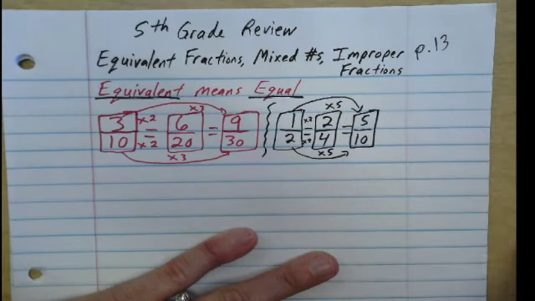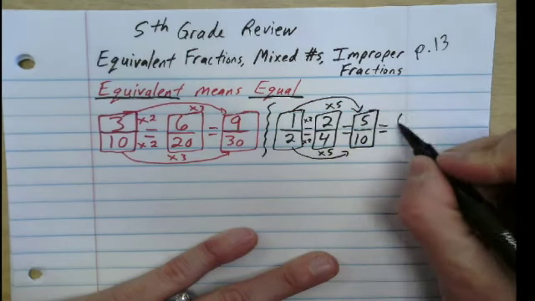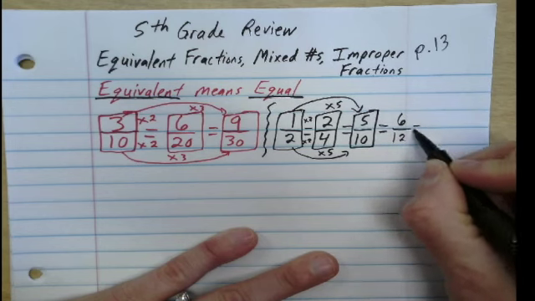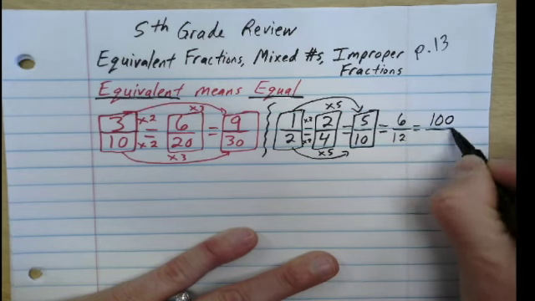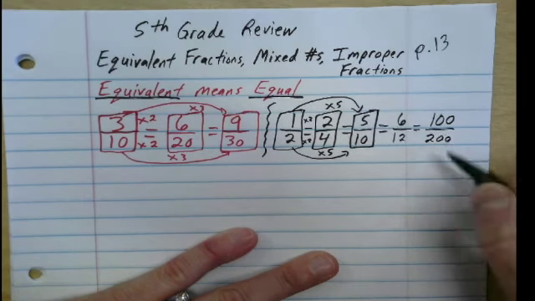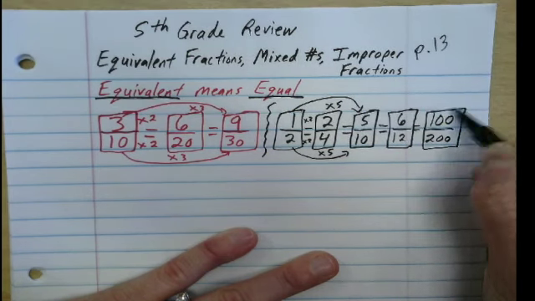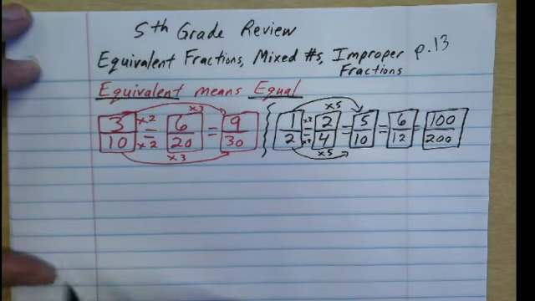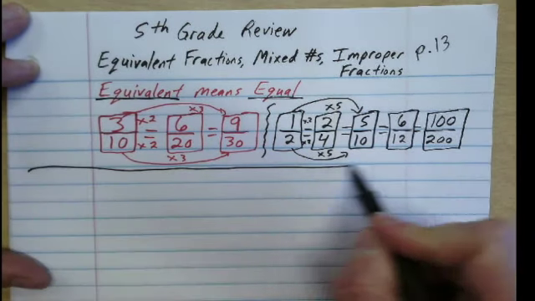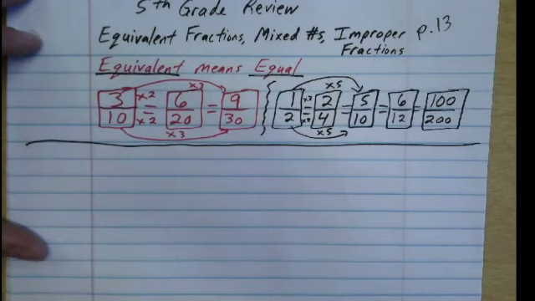Lots of equivalent fractions to 1/2. You could say 6 out of 12. You could say 100 out of 200. Those are all equivalent fractions. So that's kind of a review on equivalent fractions. Draw a line. Move this up a little bit.